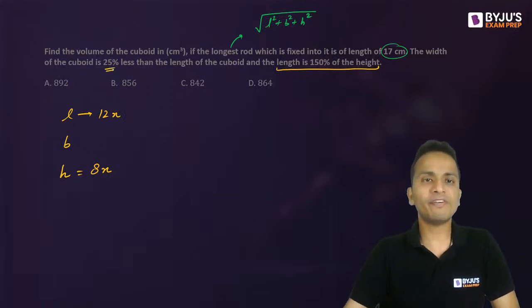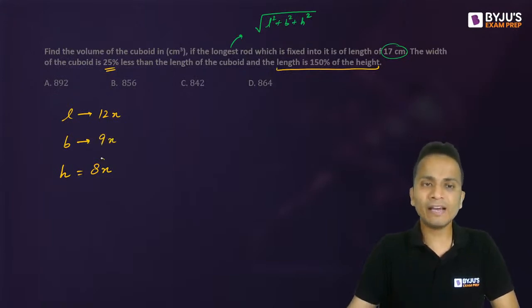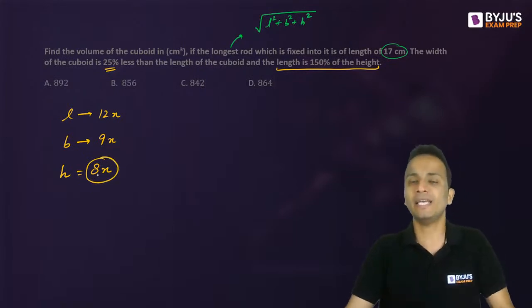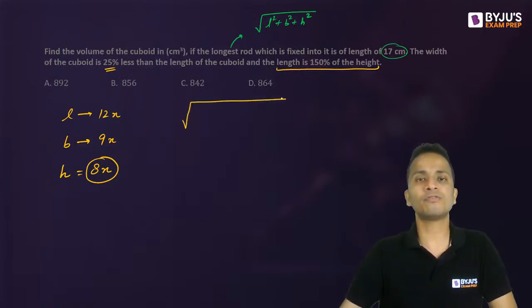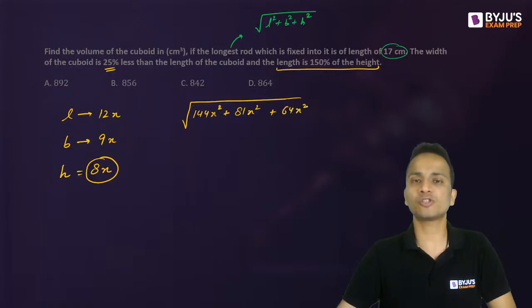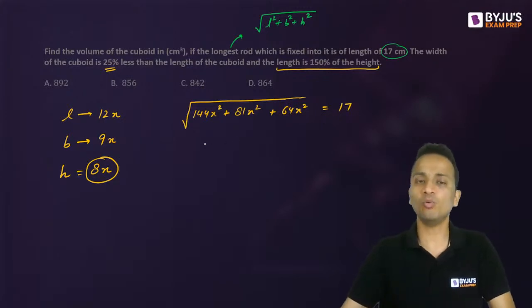And the width is 25% less than the length. So width or breadth will be 9x. So again, I started by assuming height as 8x. Now, the length of the longest rod will be under root of L square, that is 144x square, plus B square, that is 81x square, plus H square, that is 64x square. And this is given as 17. From here, we can find out the value of x.